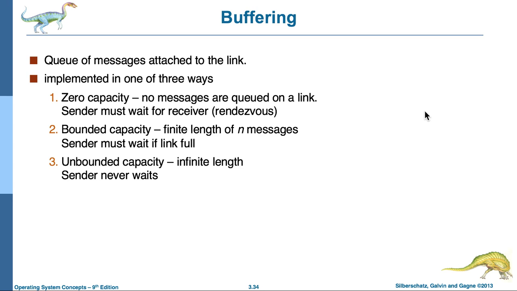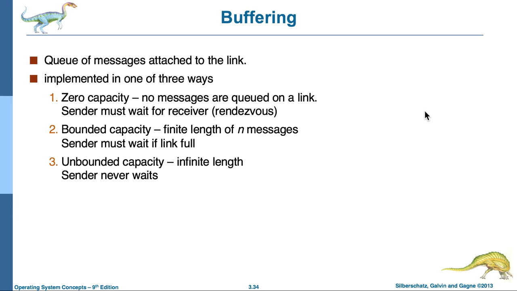The first method is what is known as a zero capacity queue, where there are no messages queued on the link. So effectively, the sender must wait for the receiver, right? So we have a rendezvous essentially, right? So there's zero capacity queue, no messages are queued on the link, and the sender has to wait for the receiver.